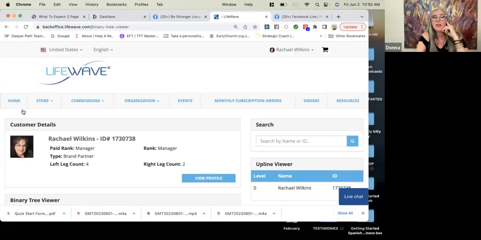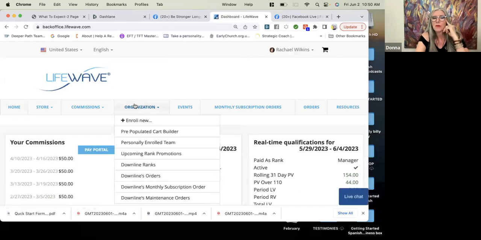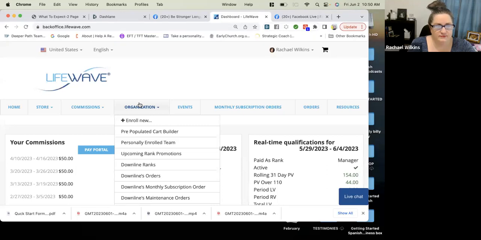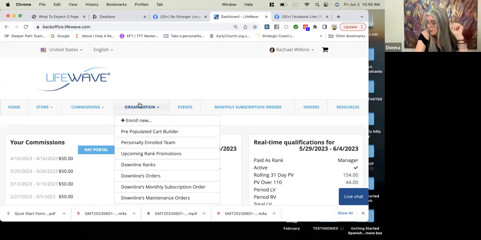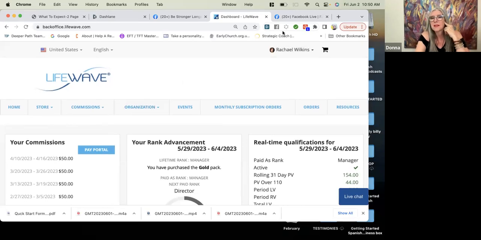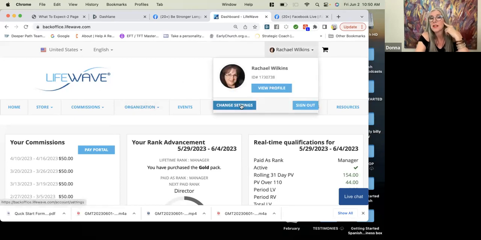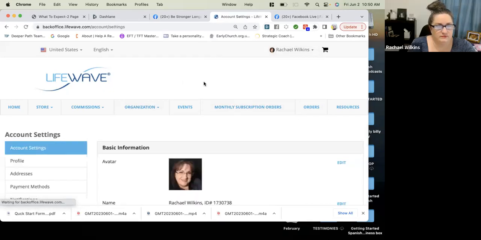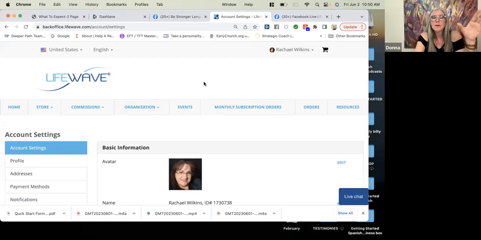Okay, so whenever you go into your account and you want to enroll somebody, we never go enroll new. Let me just tell you something, enroll new is like enrolling somebody from your phone. So let's just do this now while we're sitting here, since this is actual training. Go up to the top right where your name is, click on change settings. And let's say you couldn't have your computer, but you had somebody you might want to enroll today, and you wanted to go into your LifeWave InTouch app to enroll them.